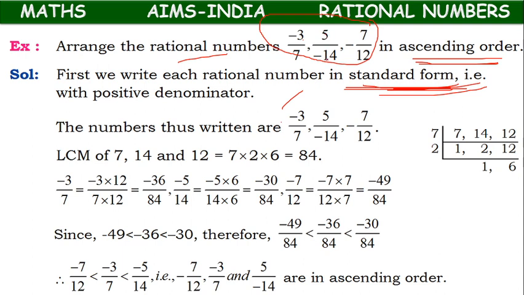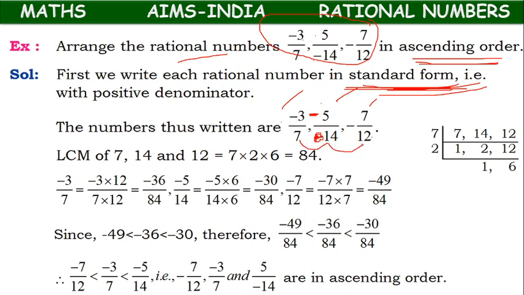5 by minus 14: the minus we can take up directly, instead of here, we can take it here. Minus 5 by 14. Third one, minus 7 by 12. Now they are in standard form. Now the LCM of the denominators.